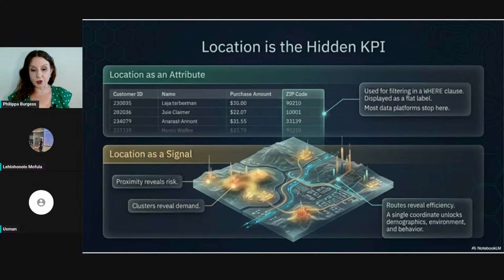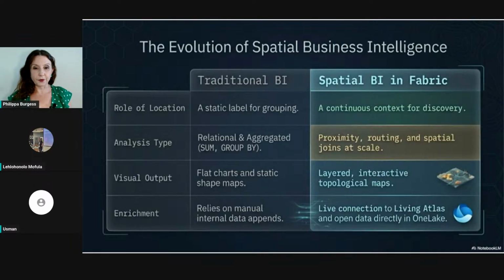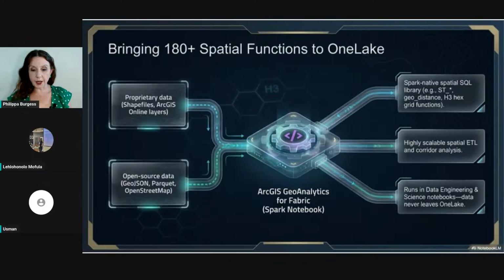And then, of course, one of our GIS terms is spatiotemporal, which is change over time. So you can see how things move. So now we're getting into the evolution. We could talk about traditional, and now we're getting into the roles of location, analysis type, visual output, and enrichment. So it's traditional versus spatial. Spatial gives you a continuous context for discovery, proximity routing, and spatial joins at scale, layered and interactive topological maps, and live connections to Living Atlas. So all of that, again, we're just touching on things we're going to cover today.